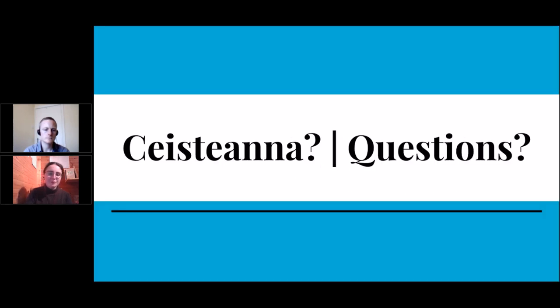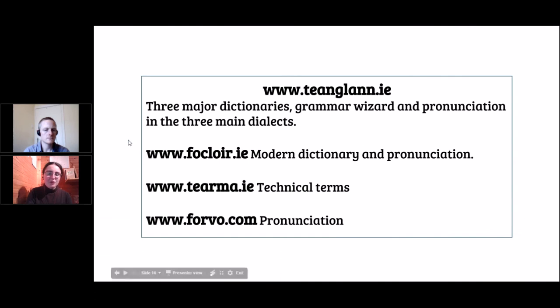And now they're just these out, as I said. So there's Anglin. You've got the three major dictionaries in Irish. You've got a grammar wizard, which helps you with conjugations and stuff. And then there's pronunciations available, like a recorded pronunciation available for many, many words. And they're recorded in the three main dialects, which is helpful.